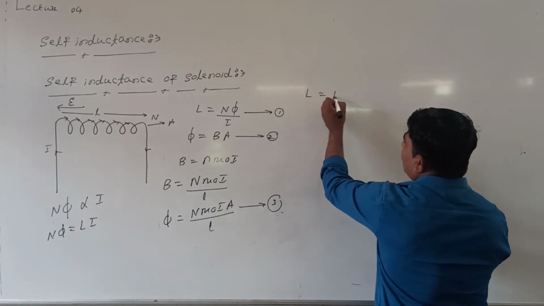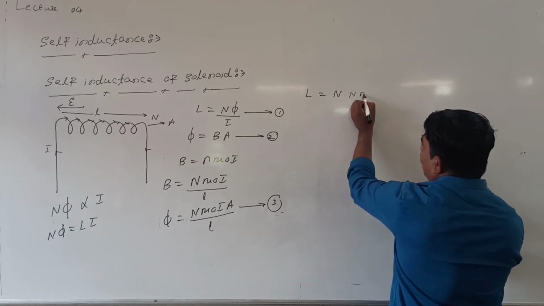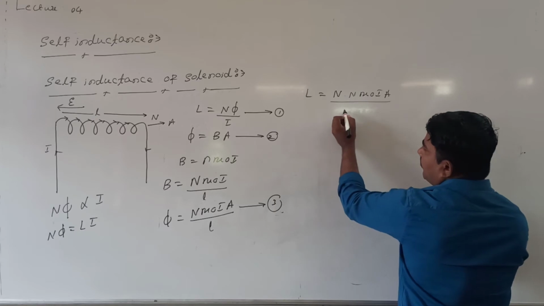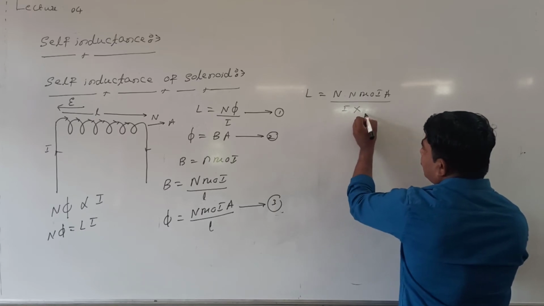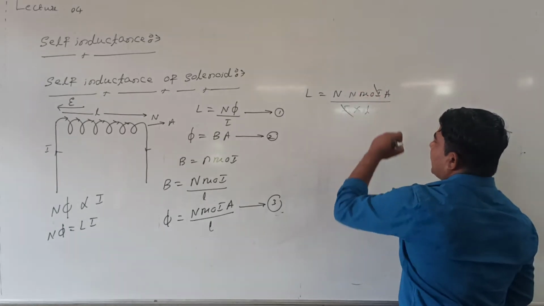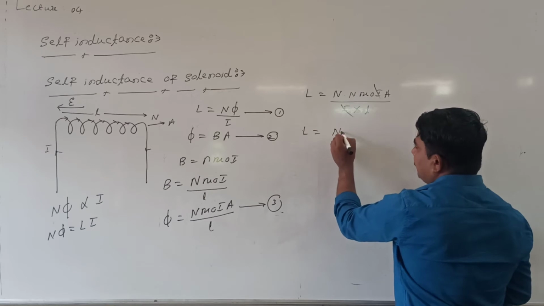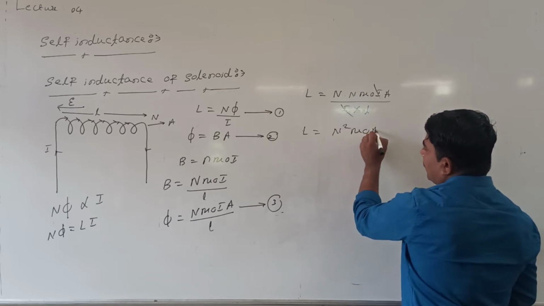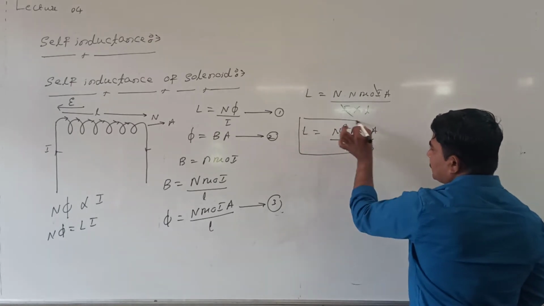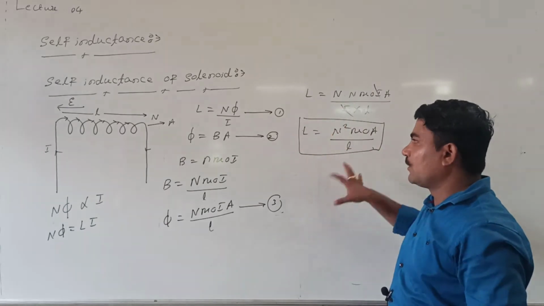L is equal to N, keep it the same, times phi. What is phi? Phi is N into mu naught I into A whole divided by L, all divided by I. This I gets cancelled. What is remaining? Self-inductance: N into N becomes N square, mu naught, area, divided by length. This is the self-inductance of the solenoid.